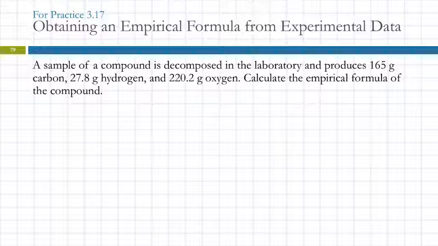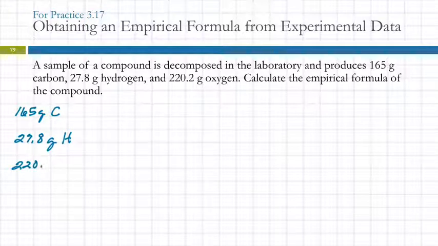And I just do them in the same order. So here's 165 grams of carbon and 27.8 grams of hydrogen and 220.2 grams of oxygen. We need to convert these masses to moles and then find the smallest ratio of the moles.